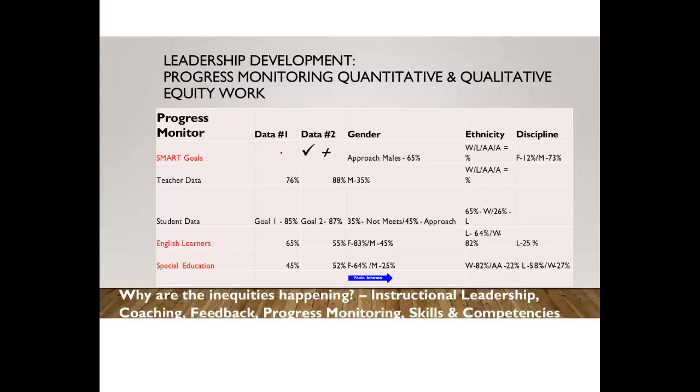Because many times these are not normal conversations that are happening in our professional learning communities. They happen maybe once every 9 weeks, but they're not constant. So we're always progress monitoring. My colleagues say, Dr.